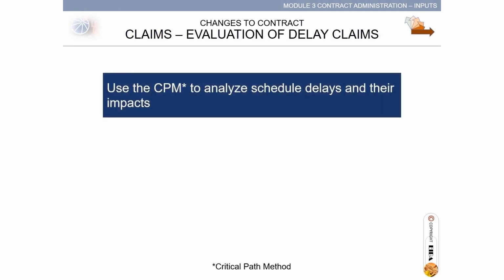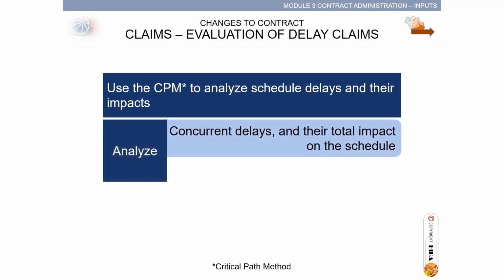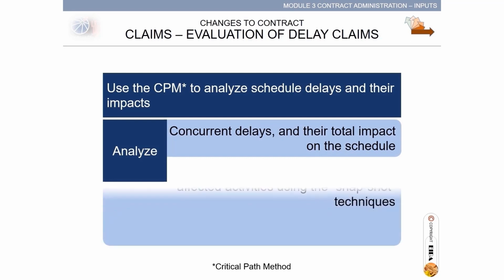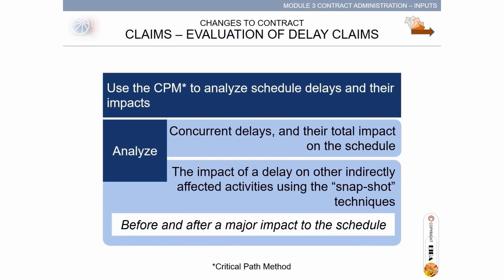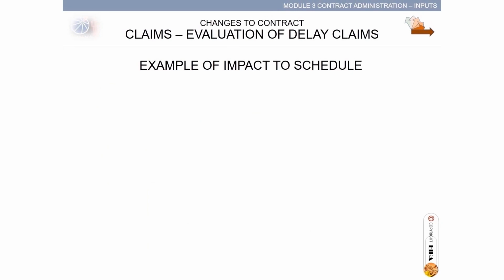Use the CPM, Critical Path Method, to analyze scheduled delays and their impacts, and analyze the concurrent delays and their total impact on the schedule, and the impact of a delay on other indirectly affected activities using the snapshot techniques. That is before and after a major impact to the schedule. Still with evaluation of delay claims, an example of impact to schedule.